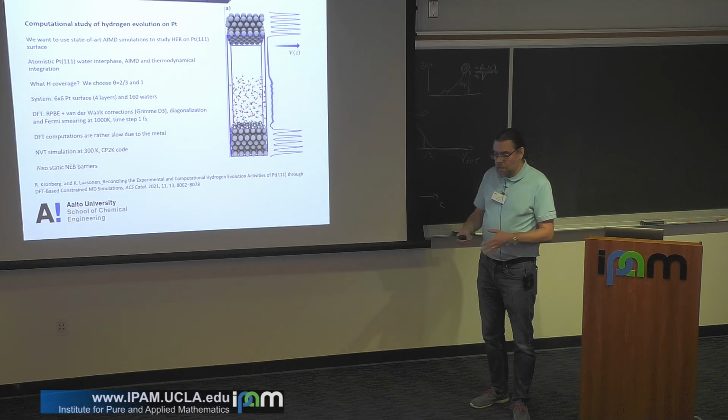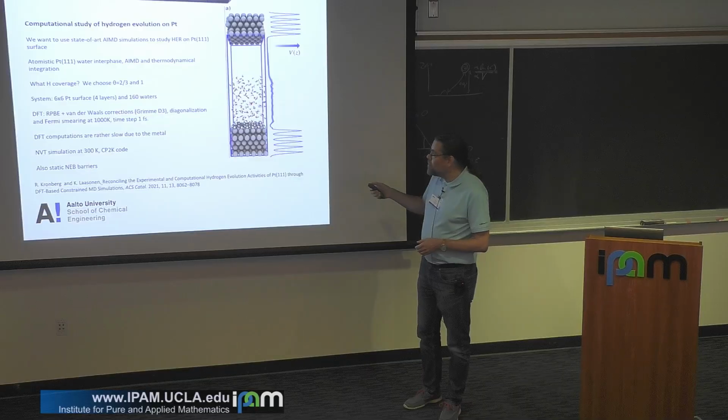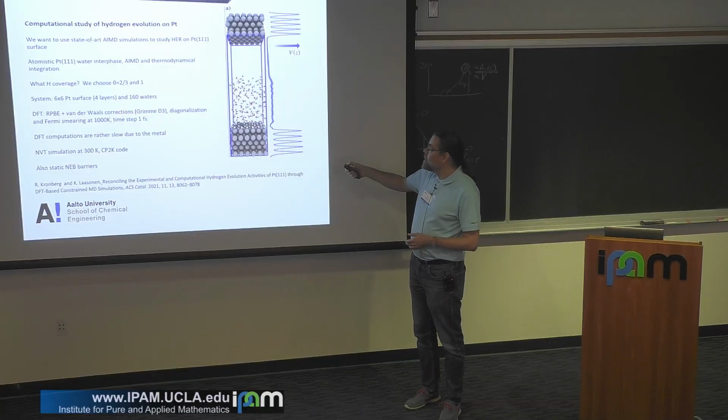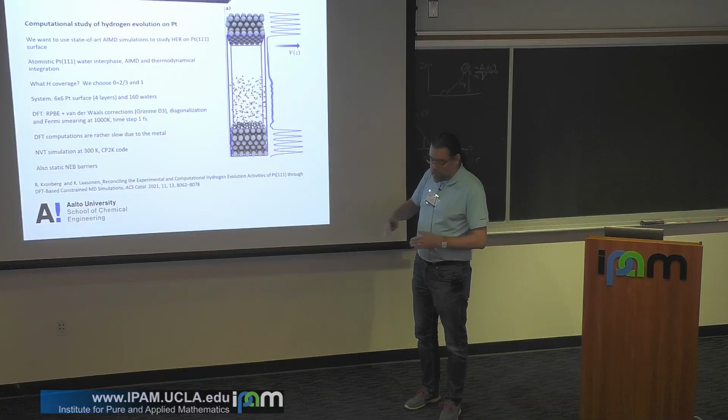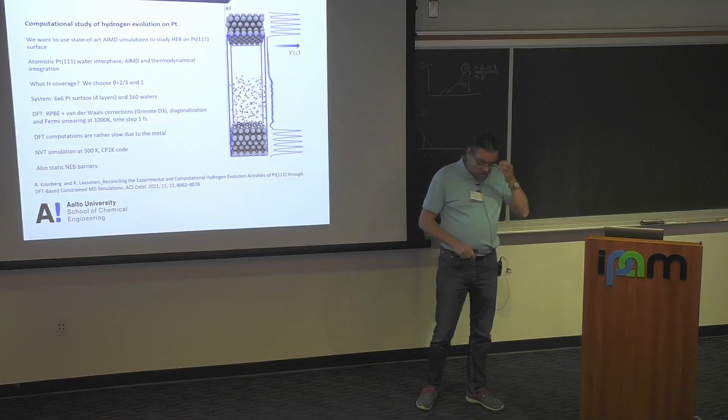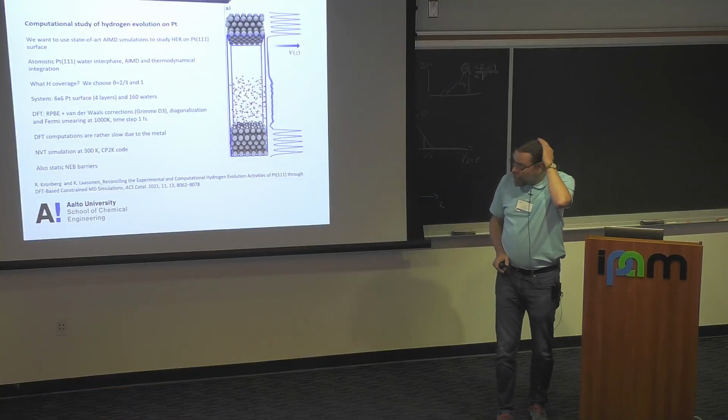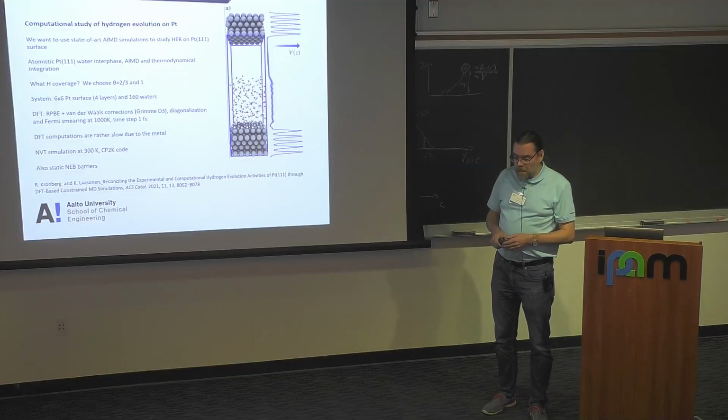We use a constant volume, so the volume of this system does not change. Here it's no problem because there's a vacuum interface, so the water system has its correct pressure. There shouldn't be much strain on the platinum side.